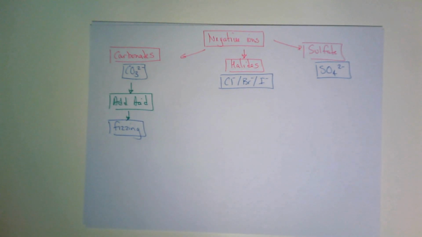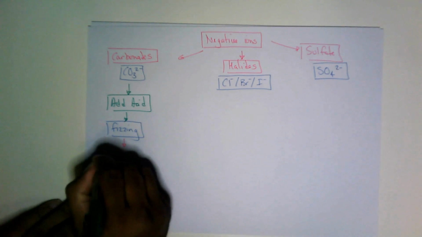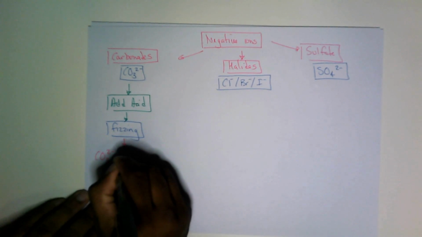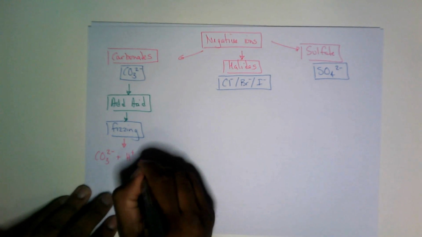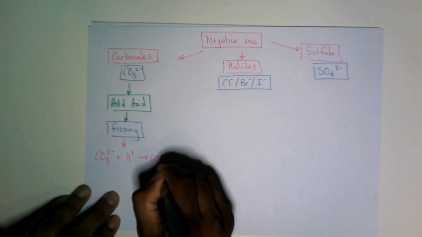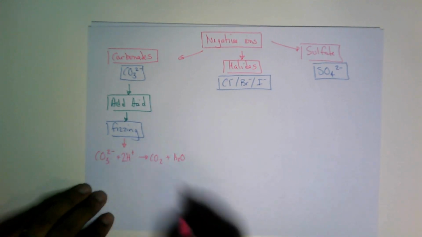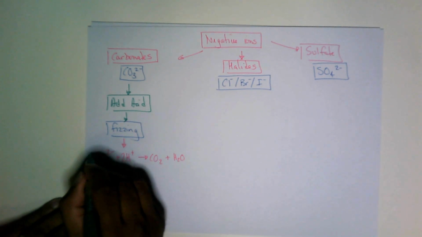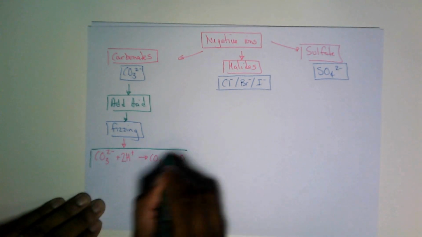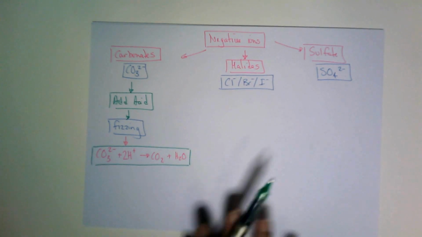The ionic equation associated with that is worth looking at. So if you look at carbonates, CO3 2 minus reacting with an acid, so H plus ions, you'll end up with carbon dioxide and H2O. Now that's obviously not balanced, so you need to put a 2 there, and then that should be it. So that's your carbonate ion equation to show. So the effervescence is due to the carbon dioxide being produced.